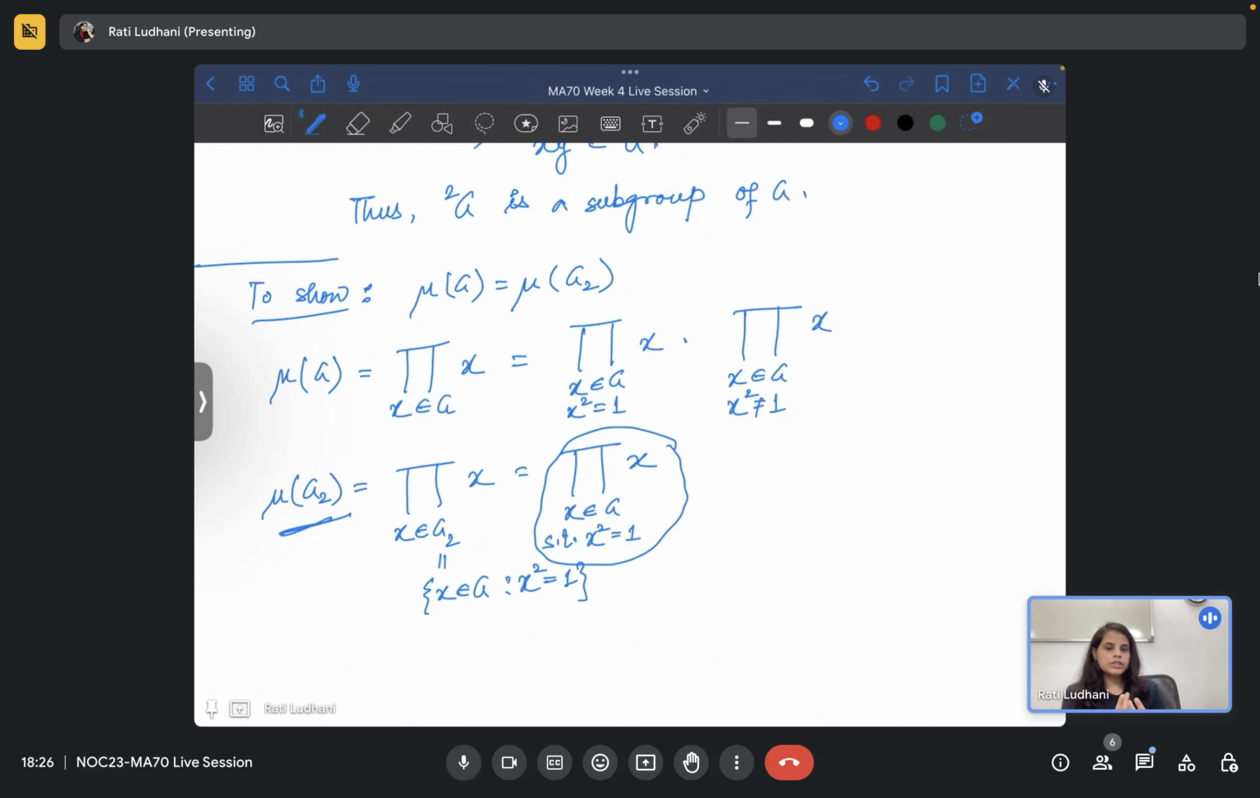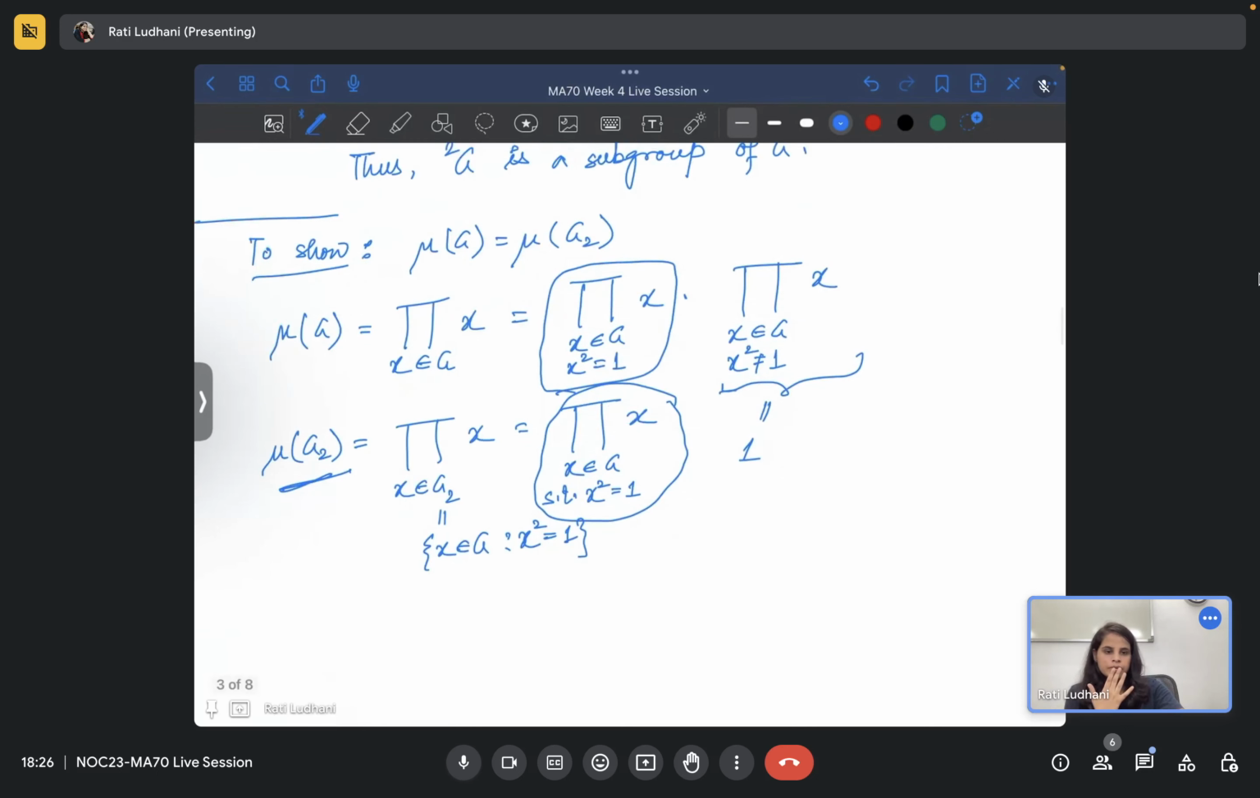So what we really need to prove is that this is the only part to which mu g is equal. So this part should not play any role. That means this is equal to 1, right? If we can prove that this is equal to 1, then we are done, right? So this is the task. We need to prove this.